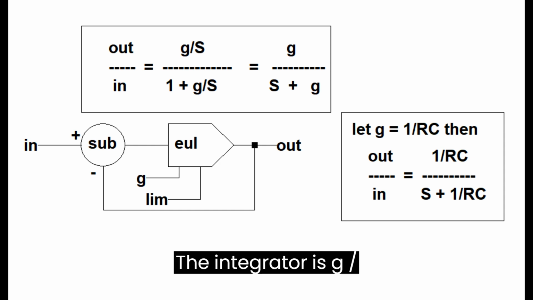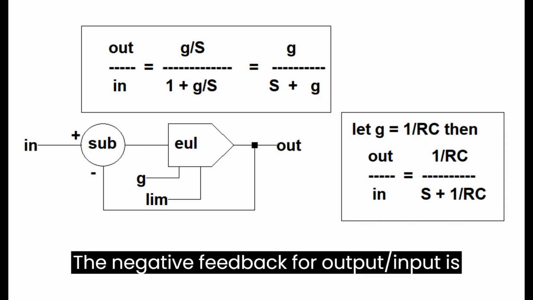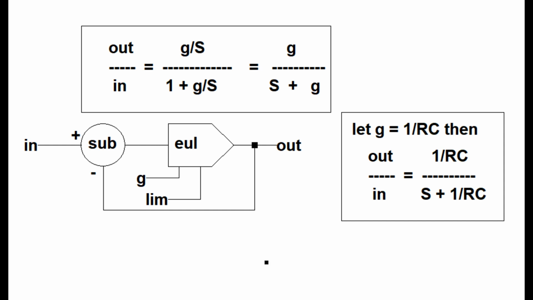The feedback equation replaces the gain function G with the integrator function. The integrator is G divided by S because it has a gain input. The negative feedback for output over input is G divided by S, divided by 1 plus G divided by S, which equals G divided by S plus G. This is identical to the RC divider circuit Laplace form if we set G equals 1 divided by RC.